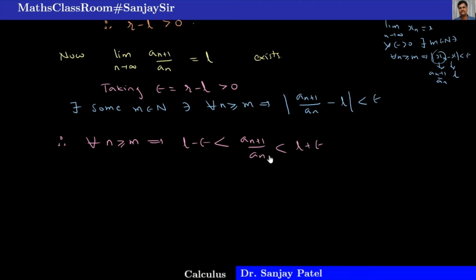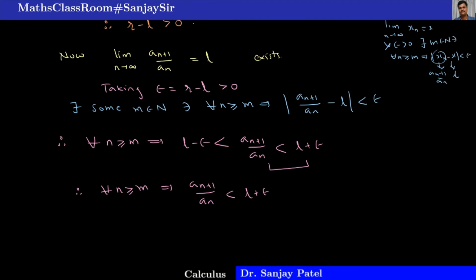So here a less than b less than c, everything is true for all values of n greater than or equal to m. So in particular, I want only this much, which is also true. So therefore, for every n greater than or equal to m, I can write a_{n+1}/a_n is less than L plus epsilon. But what is L plus epsilon?